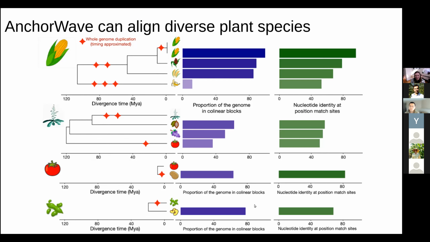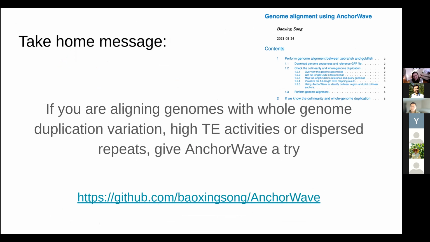But we think in a lot of these cases that this is really doing a lot better than many of the prevalent, common things people are using these days. So now we have our takeaway. If you're aligning a genome with a whole genome duplication or a lot of TEs or dispersed repeats, I encourage you to give AnchorWave a try. Baoxing has a lot of really nice documentation up that'll walk you through everything from downloading the genomes to actually producing the base pair alignment and interpreting it, available here.